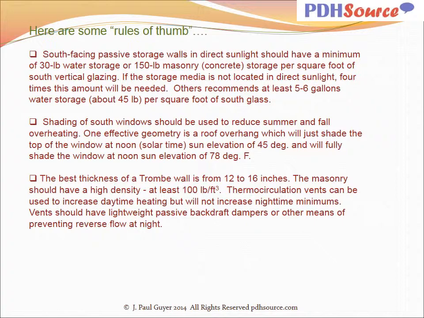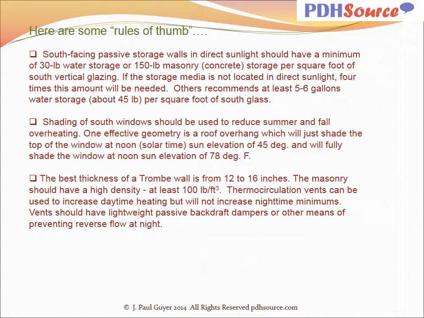Other recommendations: at least 5 to 6 gallons of water storage, about 45 pounds per square foot of south glass. Shading of south windows should be used to reduce summer and fall overheating. One effective geometry is a roof overhang, which will just shade the top of the window at noon solar time, sun elevation of 45 degrees, and will fully shade the window at noon sun elevation of 78 degrees.